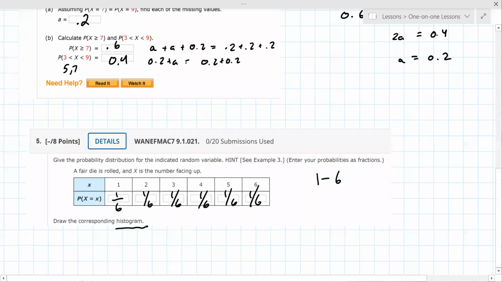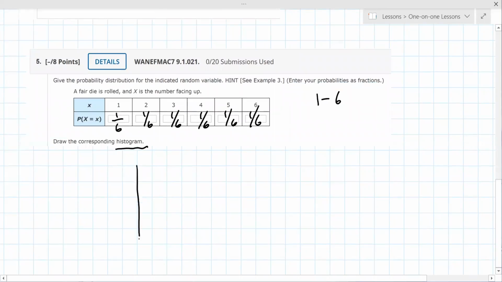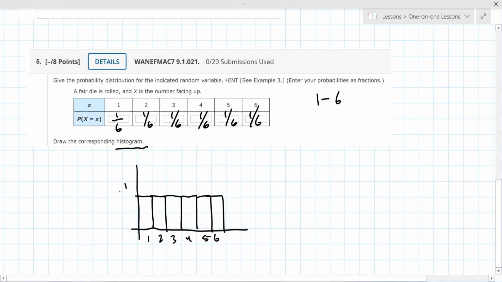Then it says to draw a histogram. A histogram is like a bar chart, but all of the bars are close together. It's going to have the same shape for each of these. So for 1, it's going to have this height. For 2, it's going to have this height. 3, 4, 5, and 6. It's going to have the same height, and the heights are all 1/6. So that's what you're looking for there. They sometimes make a little variation on this problem where they ask you about 2 dice, but that doesn't seem to be the case here. And 1/6 is about 0.16.